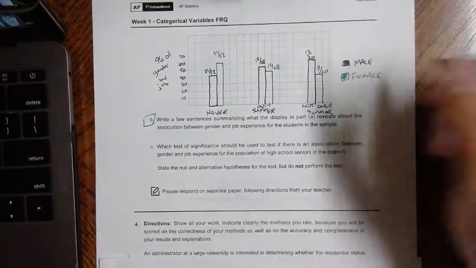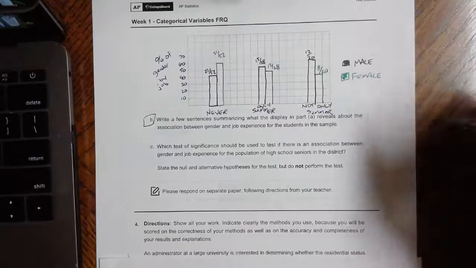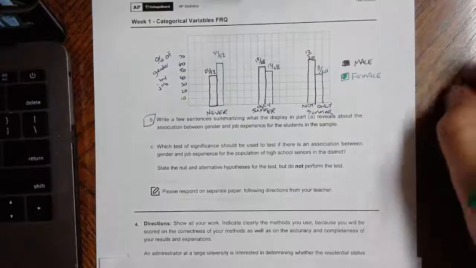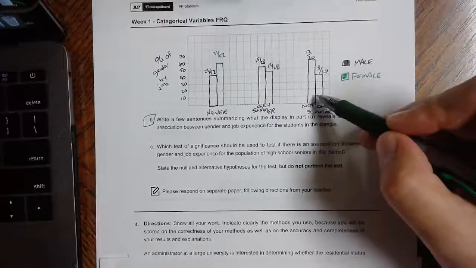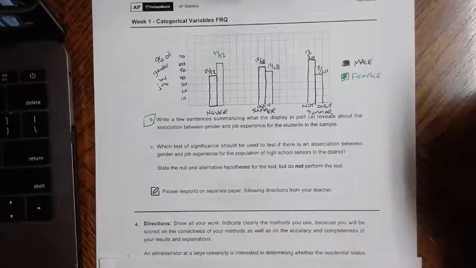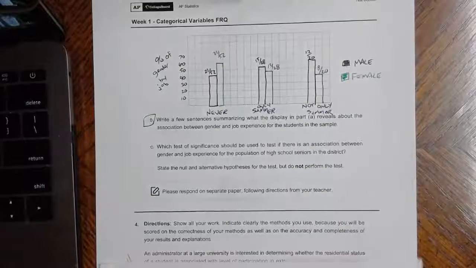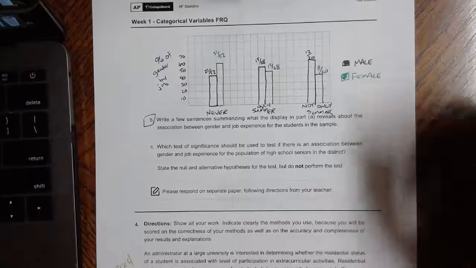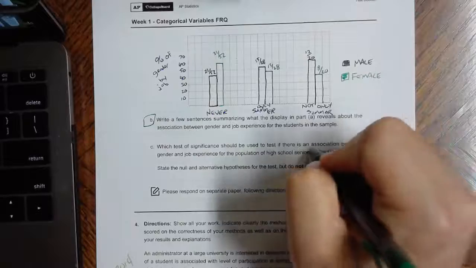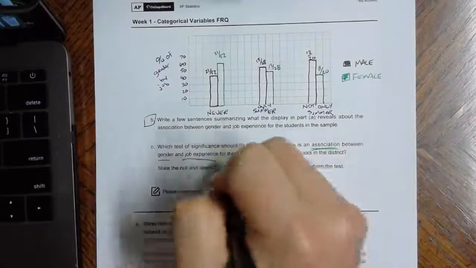It's not quite as complicated, not that the SHOCKS acronym is complicated, but it's not like that. We have to worry about shape, center, spread, and outliers. All we got to be able to do is just compare the 3 bars, or 6 bars, I guess, in this case. And that last question with this one here, it says which test of significance should be used to test if there's an association between gender and job experience.